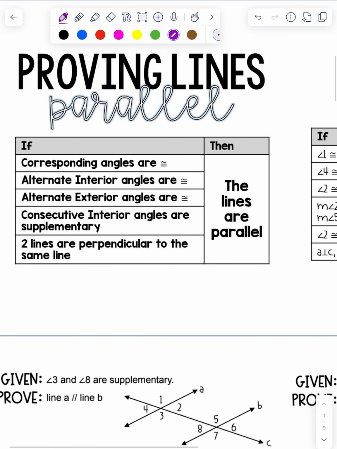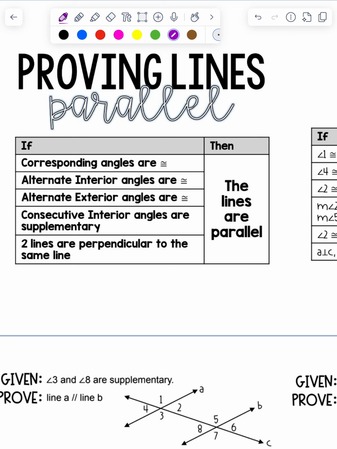So the ways that we can prove lines are parallel, and one of these is enough to prove the lines parallel. You don't have to prove all of these. One is enough. So if you can show corresponding angles are congruent, then that's enough to prove lines are parallel. If you can show alternate interior angles are congruent, that proves lines parallel. If you can show alternate exterior angles are congruent, then that proves lines are parallel. If you can show same side, also called consecutive, interior angles are supplementary, that proves that lines are parallel.